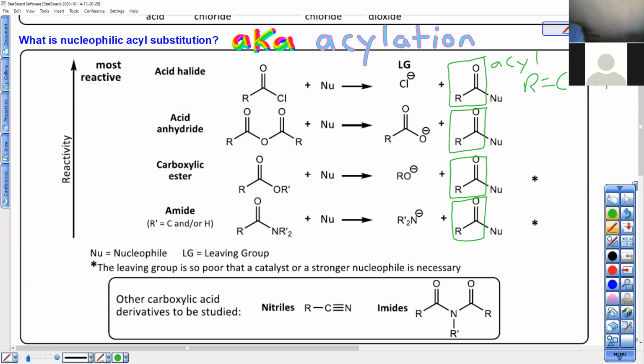So when you transfer a carbonyl attached to an R to something such as a nucleophile, we say the nucleophile was acylated. So we substituted the nucleophile for the leaving group. And leaving group short form is right here. In the first two examples, these are both good leaving groups. The first example is an excellent leaving group. So quick review of excellent leaving groups. The conjugate base of a strong acid.